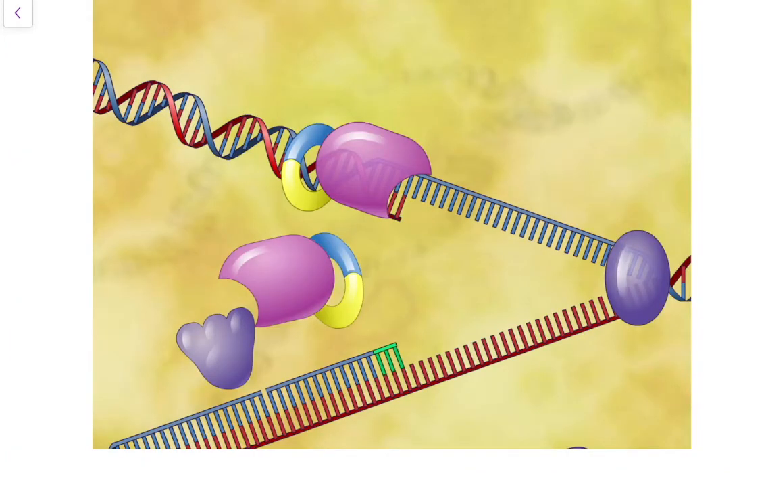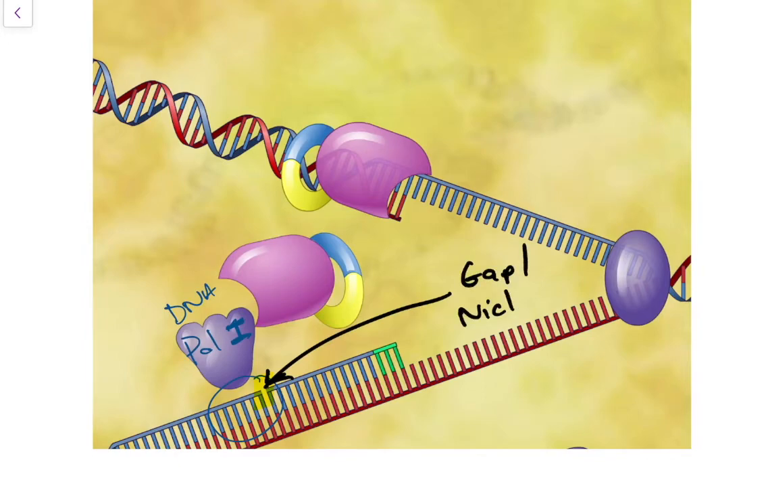So here's our DNA polymerase 1. We just use the Roman numeral I, and it has replaced the RNA with DNA. You can see here there's no RNA anymore, and that's good, but there's still a problem. Here we can see a gap, where there is no bond between those nucleotides. It's a nick in the DNA, and that needs to be sealed.